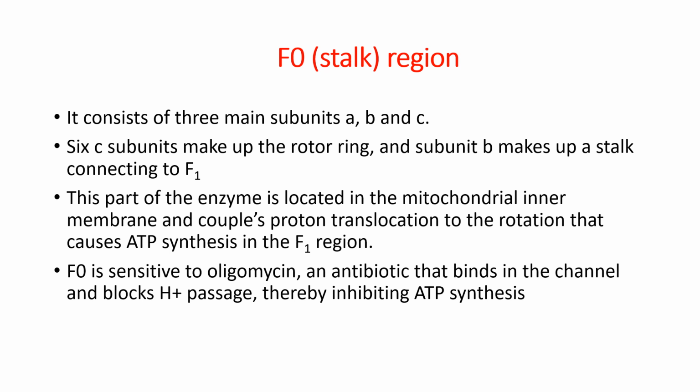This F0 stalk region, as we have earlier discussed, consists of a, b and c subunits. Around 6 to 15 C subunits exist. Usually 6 C subunits make up the rotor ring, and the number can vary up to 15, and the subunit b makes the stalk connecting to F1. This part of the enzyme is located in the inner mitochondrial membrane and couples the proton translocation to the rotation that causes the synthesis of ATP in the F1 region.